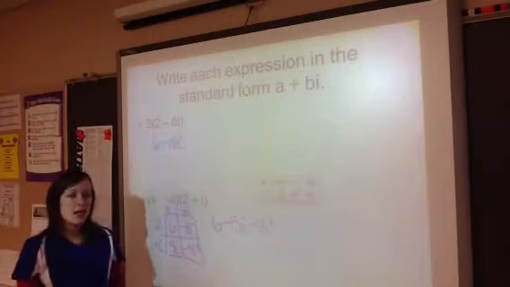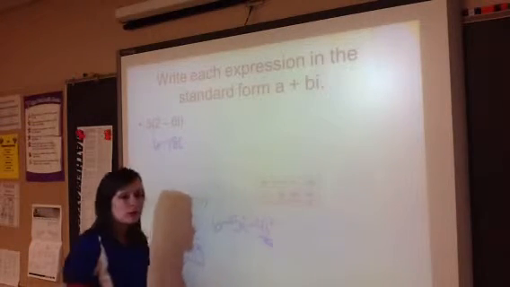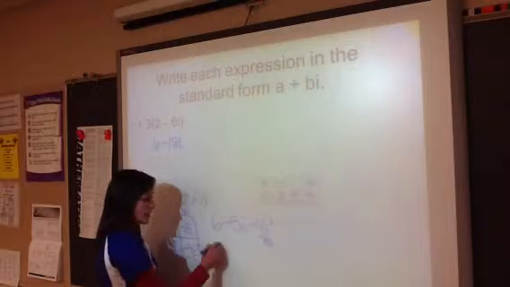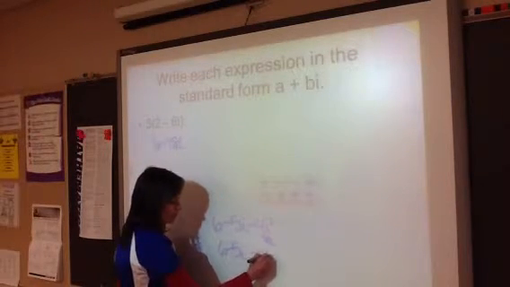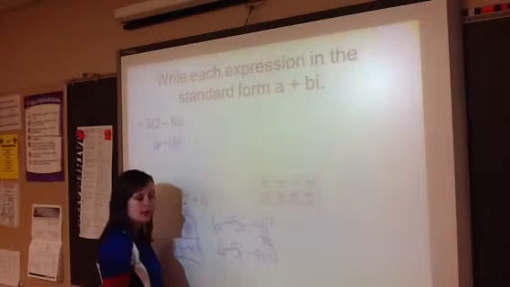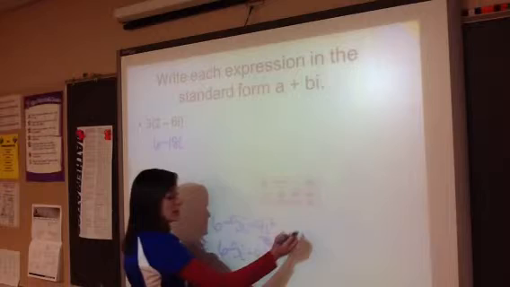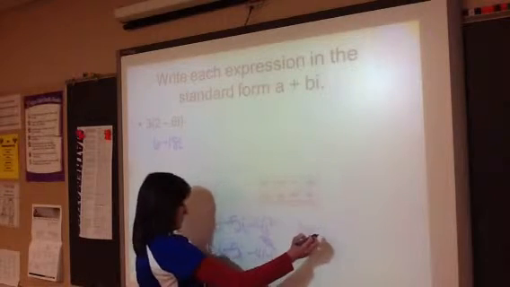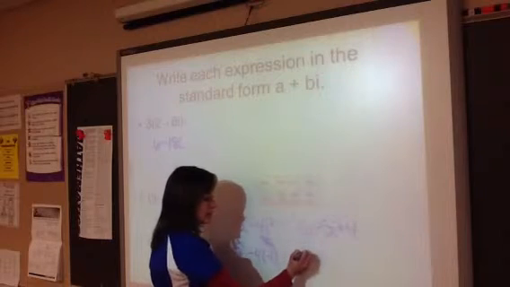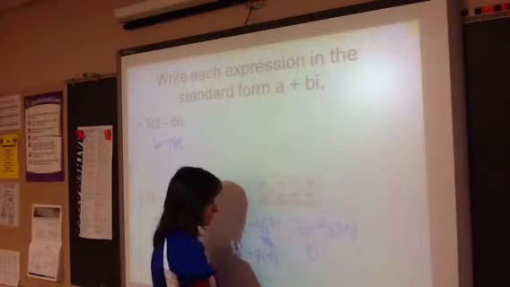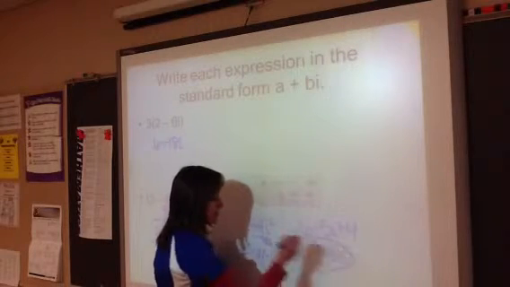But that is not in a plus bi form because we have this. So we have to recall, what is i squared? On the previous slide, we said i squared was negative 1. So I'm going to replace i squared with negative 1. I'm going to simplify. So negative 4 times negative 1 is positive 4. So 6 plus 4 is 10. So you end up getting 10 minus 5i.